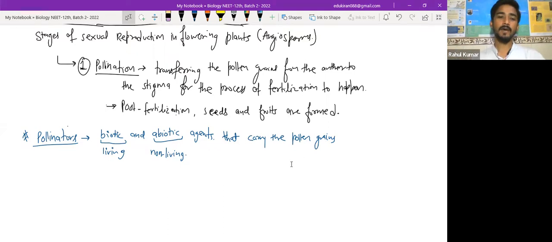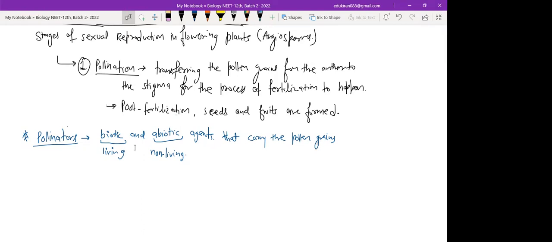Now in biotic agents, you can write down biotic agents are honeybees. These are the most common, most important pollinating agents. Birds, especially small birds like sunbirds and hummingbirds. So birds, bees, snakes. Snakes are also pollinating agents. And in non-living, you can write wind and water.